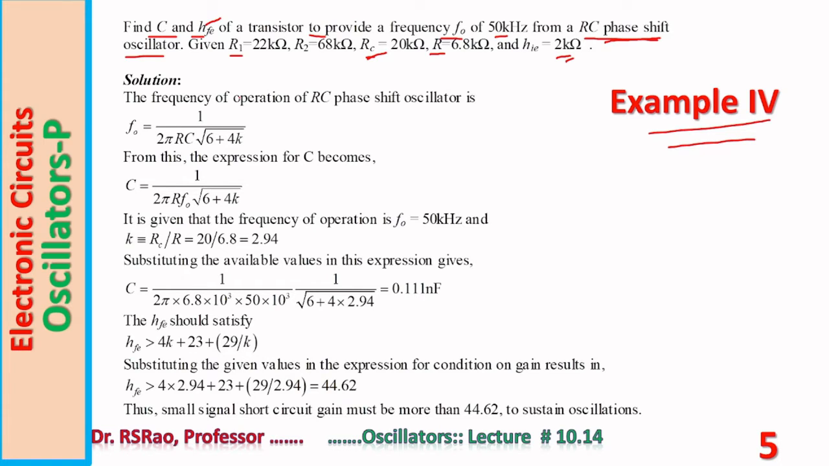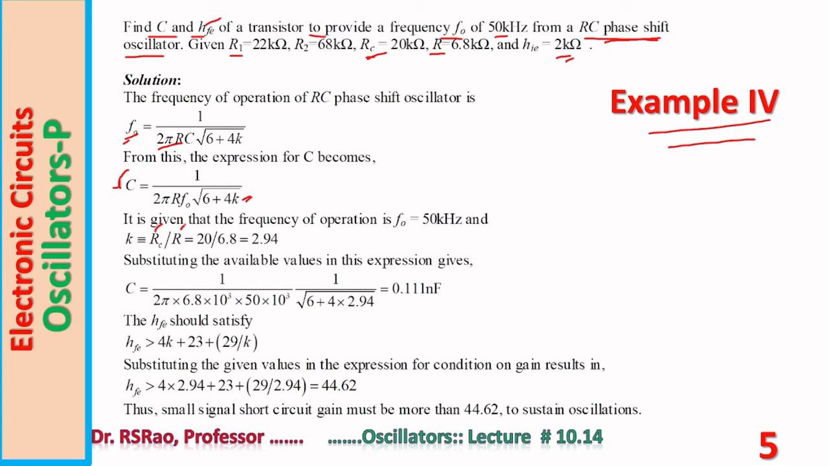For a BJT RC phase shift oscillator, frequency is 1 by 2 pi RC square root of 6 plus 4K. From this, C can be found as 1 by 2 pi R F naught square root of 6 plus 4K. K can be determined. K is RC by R.